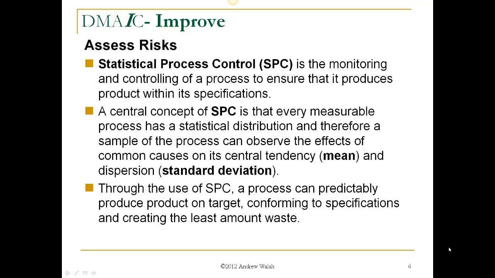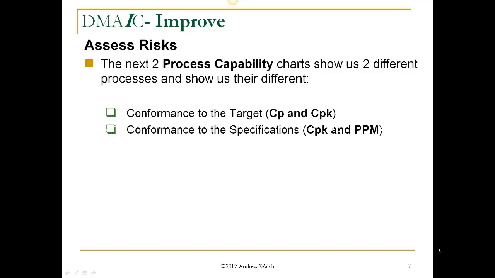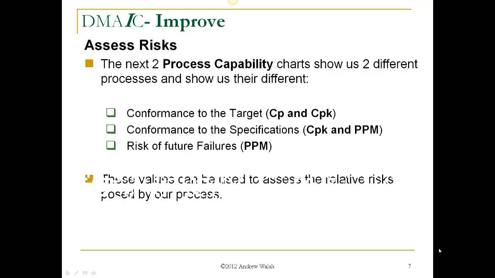The next two process capability charts show us two different processes and their different conformance to the target, comparing the Cp and the Cpk, conformance to the specifications, Cpk, and the risk of future failures, the parts per million. These values can be used to assess the relative risks posed by our process, new or old.